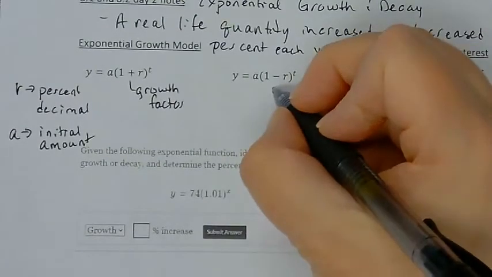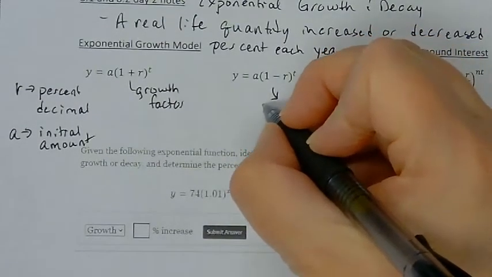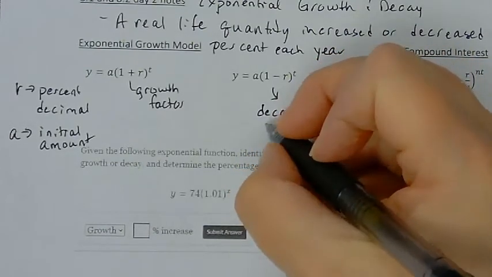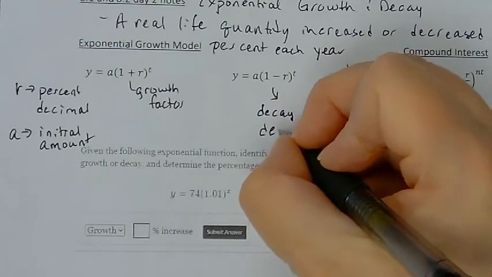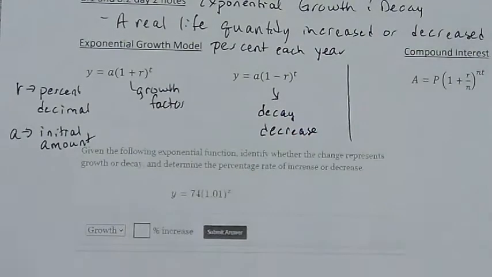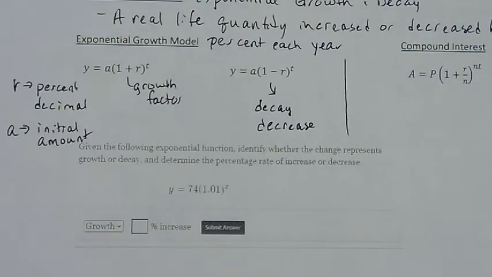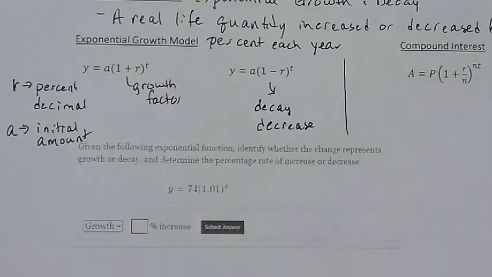So since we're adding the percent, it's a growth. On the next one, since we're subtracting the percent, we call this one a decay factor, where we would say that this thing decreases. It helps us find our percent decrease. So I think I'll do a couple examples here before we move over to compound interest.